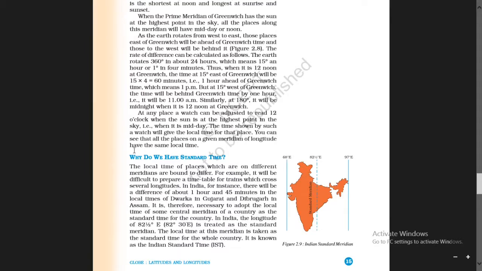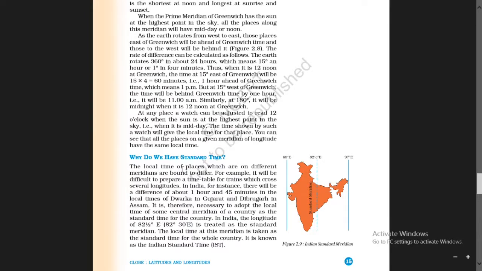So we'll see that all the places on a given meridian of longitude have the same local time. Why do we have standard time? Standard time means a uniform time for places in approximately the same longitude established in a country or a region by law or custom. That is called standard time.